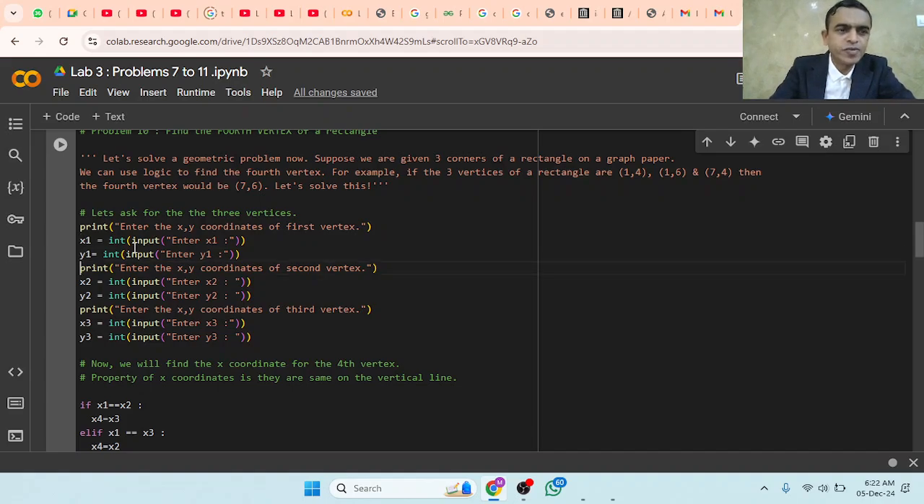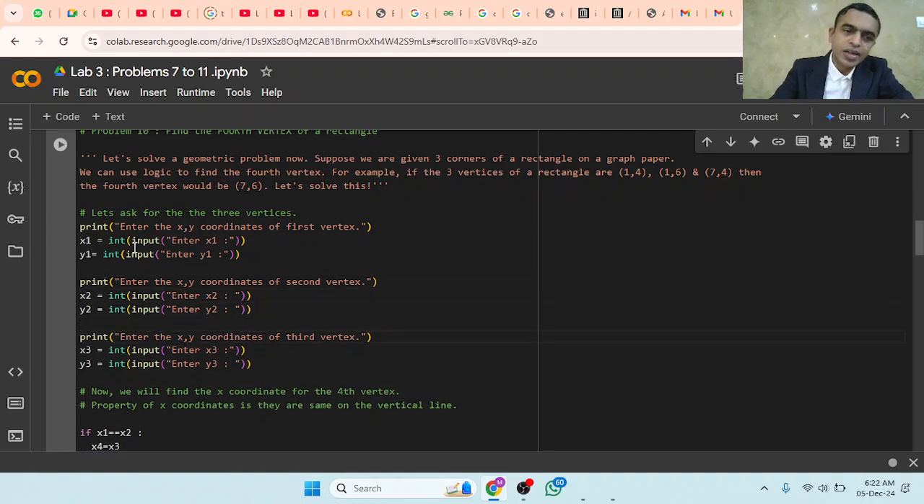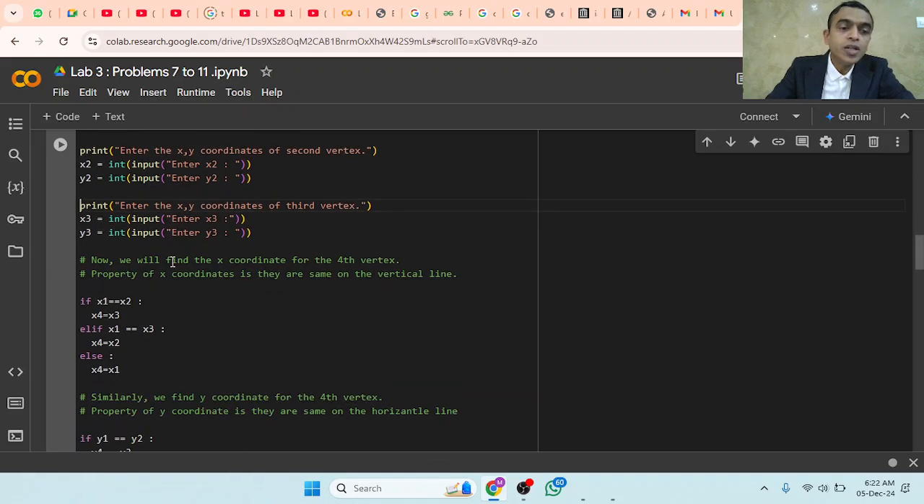So we input x1, y1. Similarly, we input x2, y2. Similarly, we ask for x3, y3. So what did we ask? We asked for 3 vertices by now. Now we have to find out the coordinates of the 4th vertex that we just saw in our diagram. So we know that there will be 2 pairs.